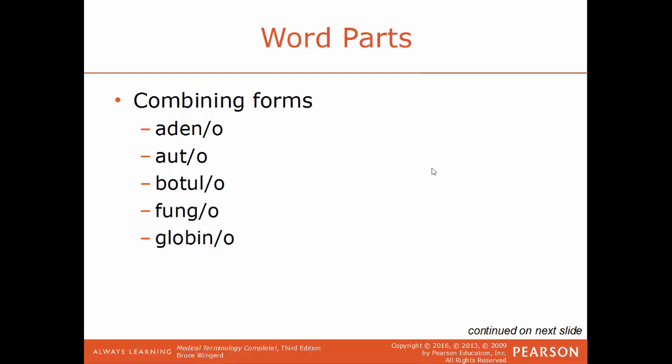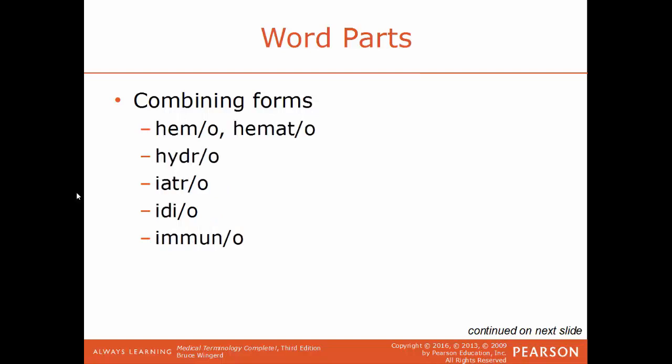Fungo is a reference to fungus. Globin is a reference to a protein. Hemo or hemato is a reference to blood. Hydro is a reference to water. Iatro is a reference to physician or treatment. Idi or idio is a reference to unknown. So if a disease is idiopathic, the cause of that disease is not known. Immuno is a reference to the immune system being protected or being safe.